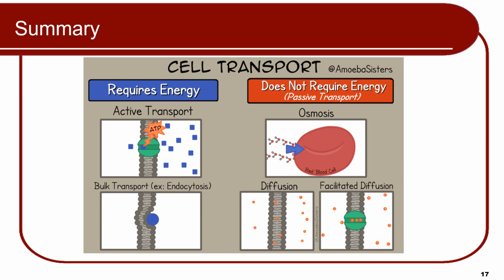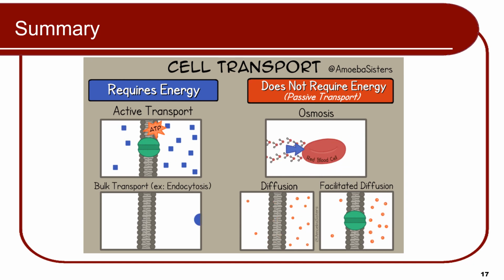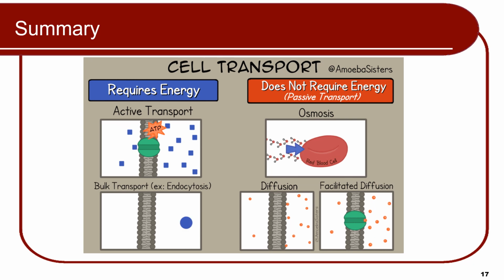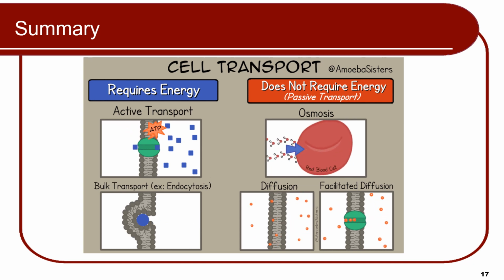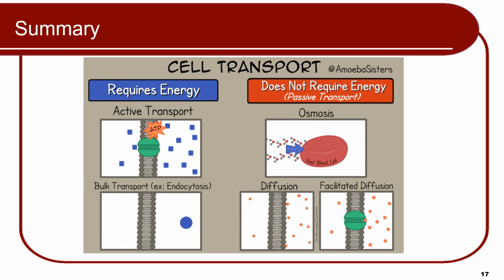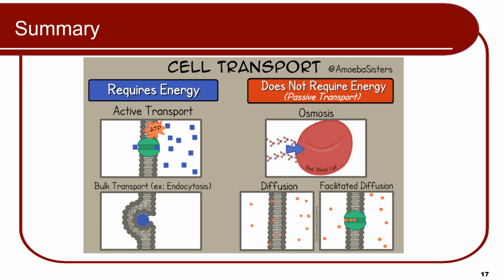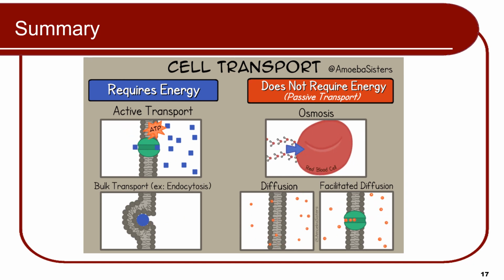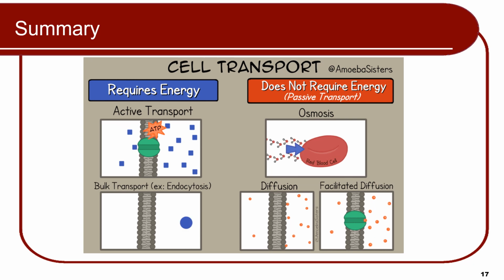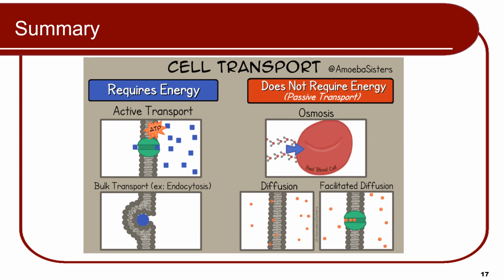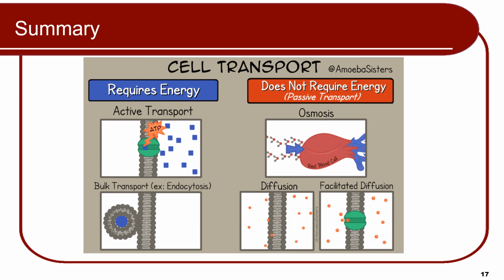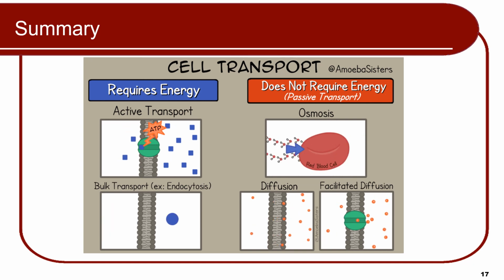So again, this is just a summary of the types. We haven't talked about bulk transport. We're going to talk about that next. I should have put this slide after that. So what requires energy is active transport and bulk transport. We'll talk about the bulk transport in a minute. What does not require energy, passive transport, is osmosis, which is the diffusion of water, diffusion of other things, and then facilitated diffusion through a carrier protein.